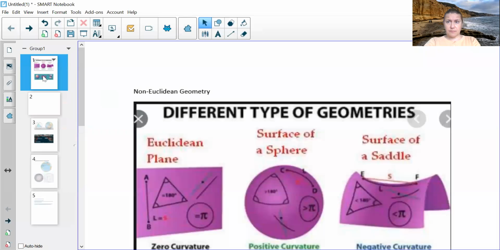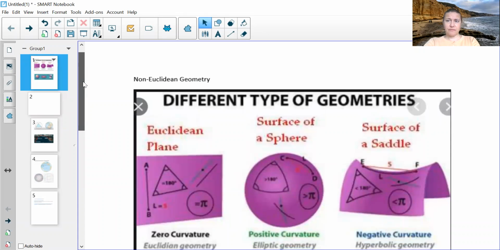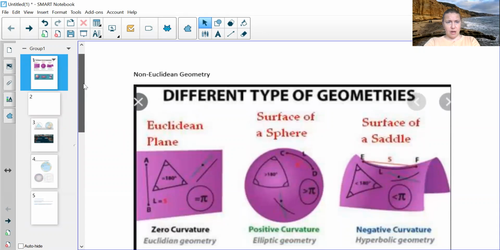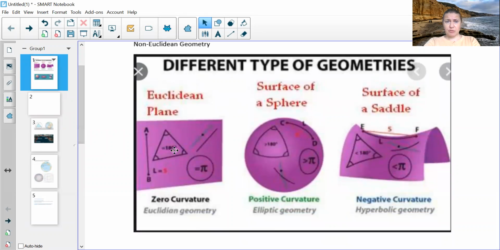Let's finish our discussion, only about 5 minutes left probably, on the different types of non-Euclidean geometries. By now you've watched one video and looked at pictures on another website. So you know that Euclidean geometry is done on a plane, a flat surface. We also have spherical geometry, which we looked at a little bit.